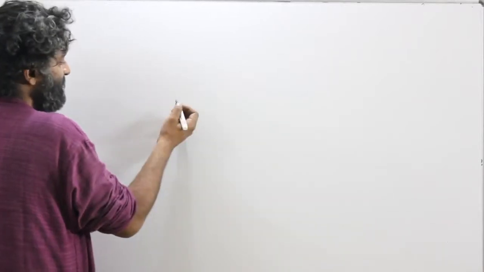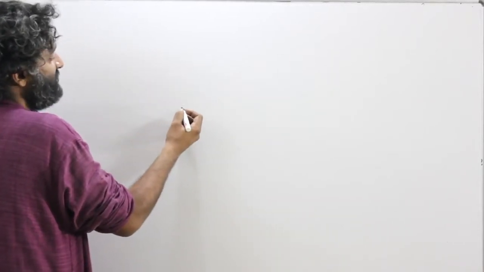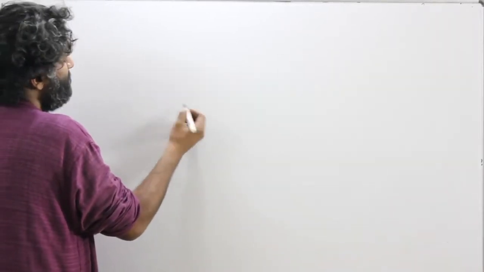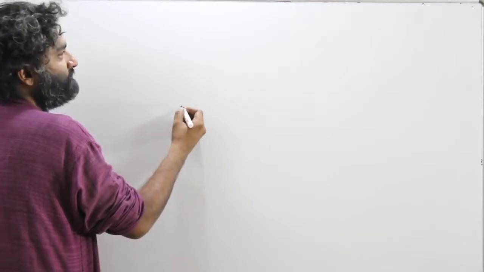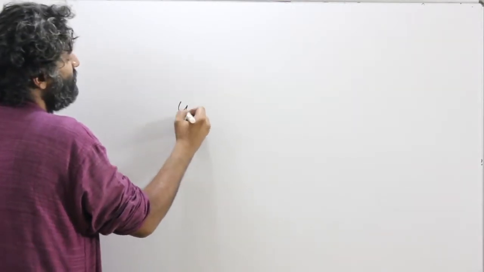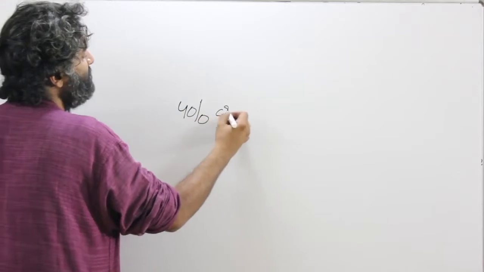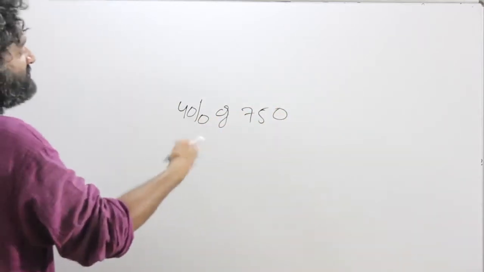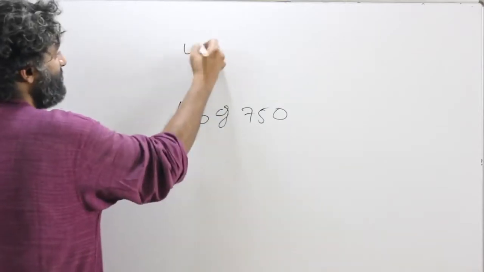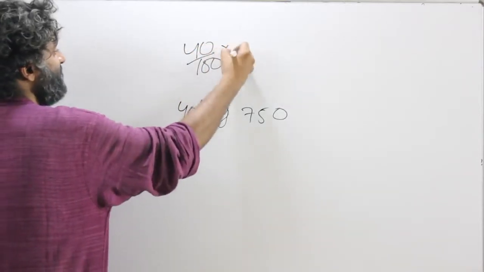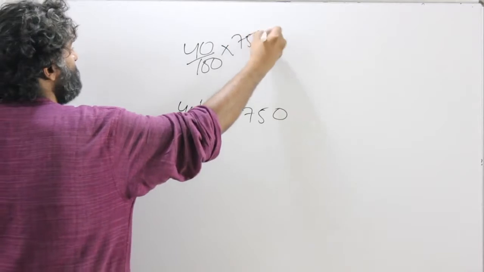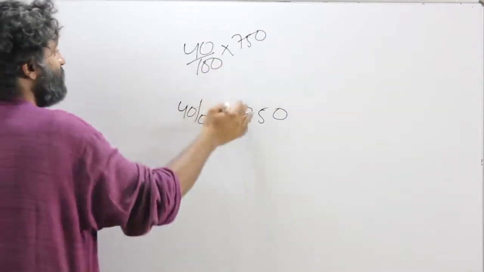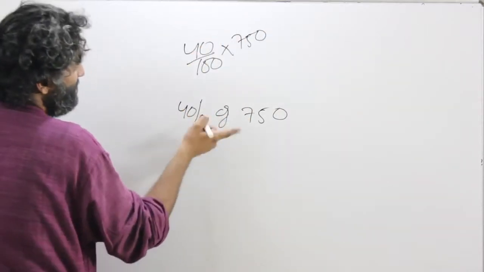Okay, an even easier question still. Let's say, find 40% of 750. What does this question mean? I'm sure most people know that straight away we can do 40 by 100 into 750 and we'll get our answer. But I want to come to this slightly slowly.